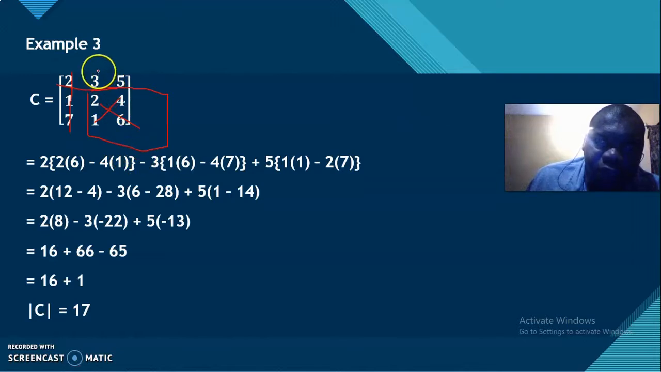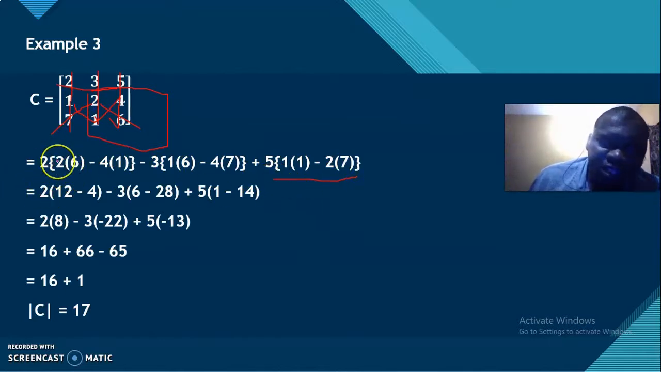Then for 3, we're going to do the same. Cancel the column of 3 and the row. That gives us 1, 4, then 7, 6. So 1 times 6 minus 4 times 7 plus 5. Now again, we're going to cancel this column of 5, and cancel the row. So we have 1, 2, 7, 1. So 5, 1 times 1, minus 2 times 7. So that's how we have this particular equation here.